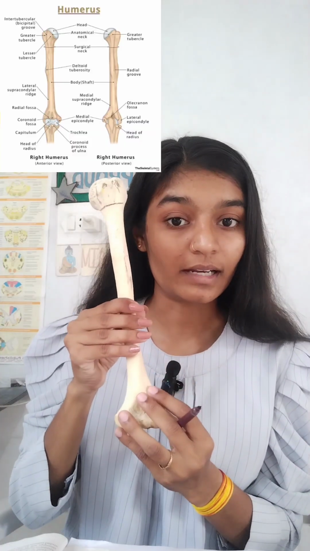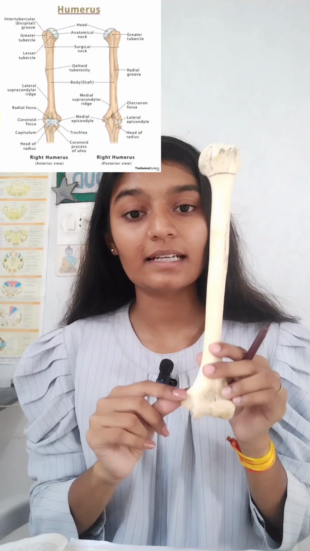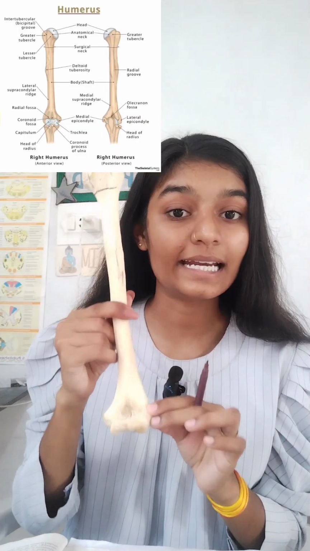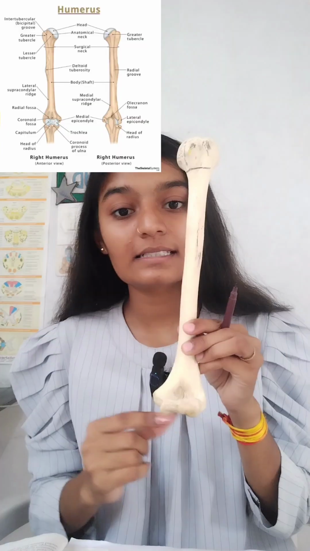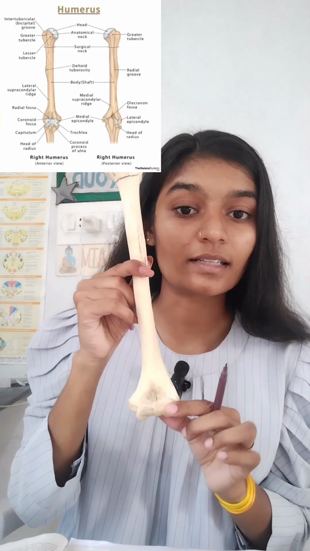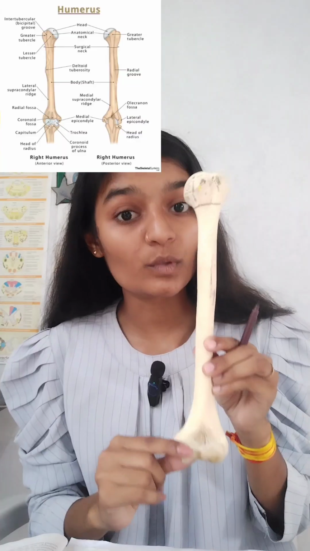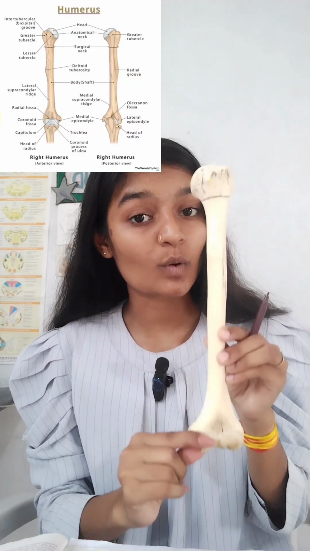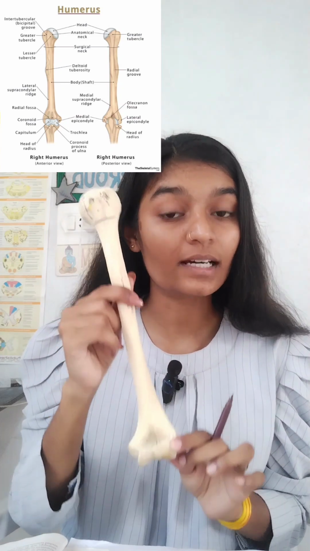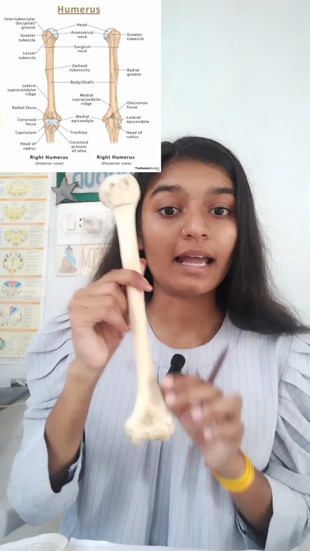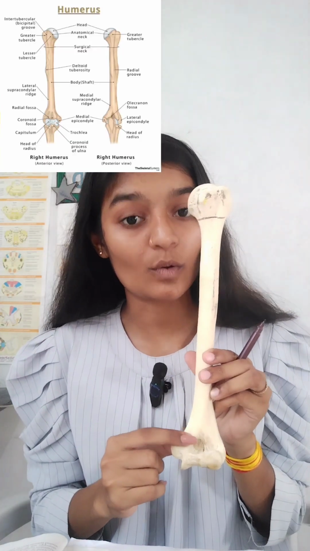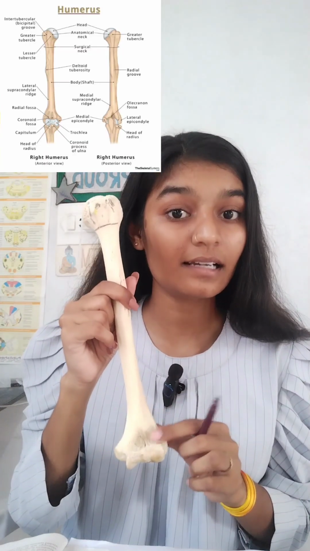And now the lower end. On the medial side it is called the medial epicondyle and on the lateral side the lateral epicondyle. This is the trochlea on the medial side, and on the lateral side it is called the capitulum. The trochlea is pulley shaped and it articulates with the trochlear notch of the ulna, and the capitulum articulates with the head of the radius. There are two fossae on the lower end: on the medial side this is the coronoid fossa and on the lateral side this is the radial fossa.